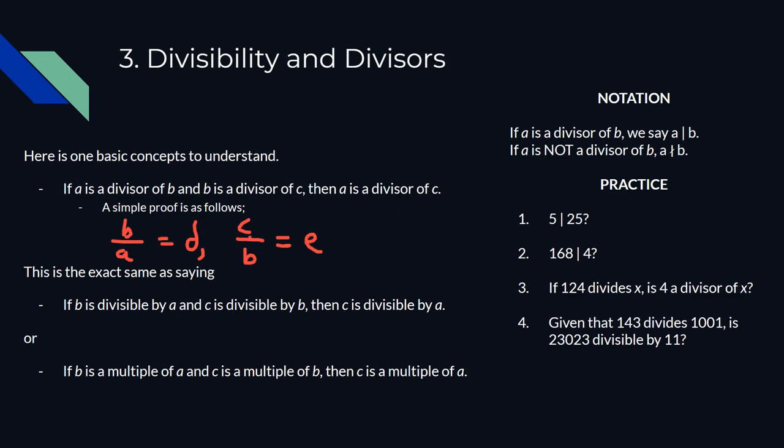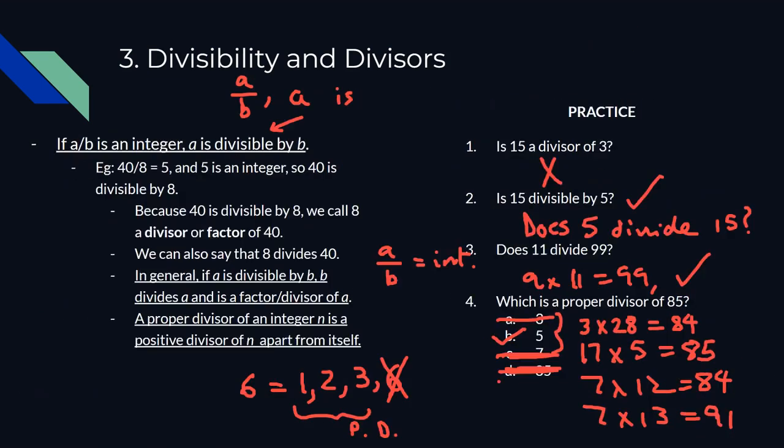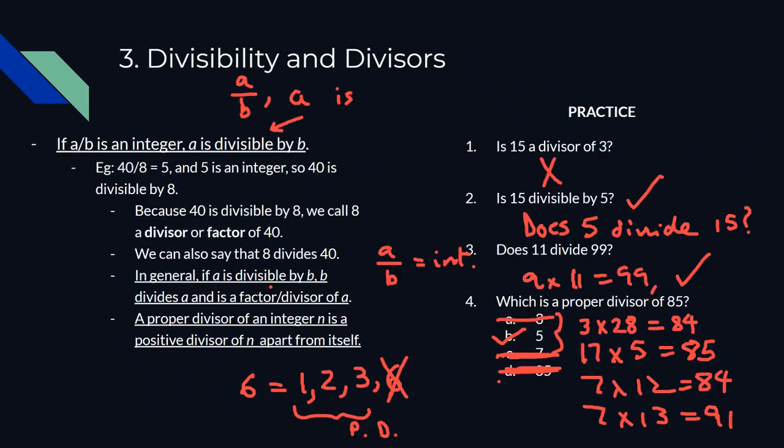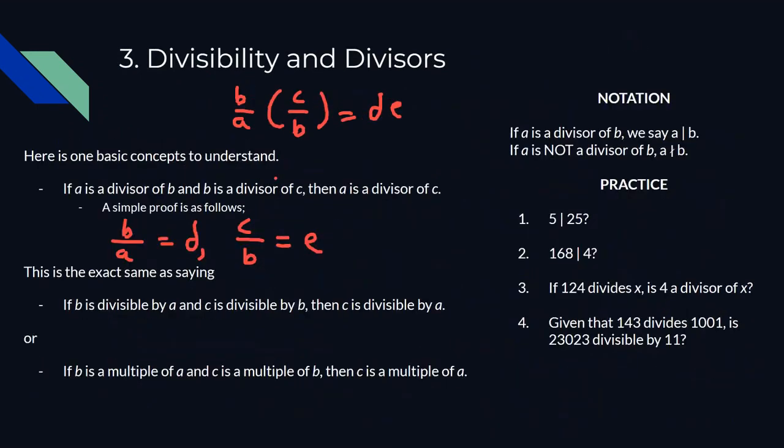Well, we can multiply these two equations together, right? We can do B over A times C over B is equal to D times E. Now, D times E has to be an integer because it's the product of two integers. We learned that all the way over here, that multiplying two integers results in an integer. Now, if you look at this, we can cancel out the B's. So we get C over A equals DE. C over A means that A is a divisor of C because DE is an integer. So that's basically a proof for this.